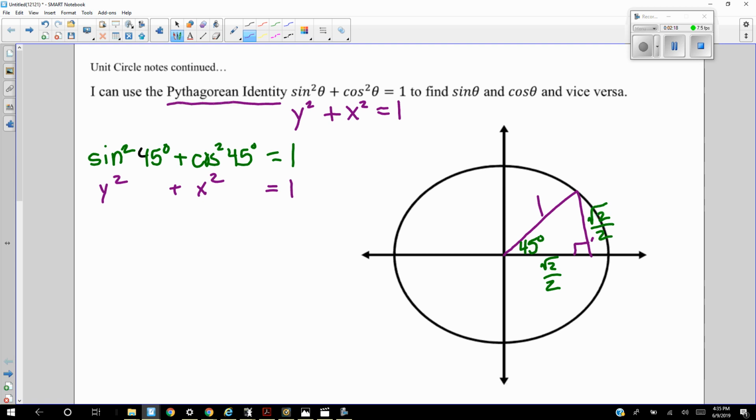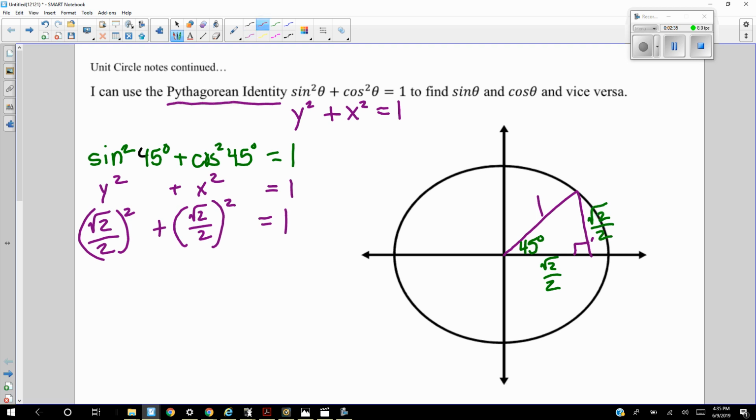So the y coordinate at 45 degrees is radical 2 over 2, and we're going to square all of that. The x coordinate at 45 degrees is also radical 2 over 2. So then let's simplify this and show this is true.